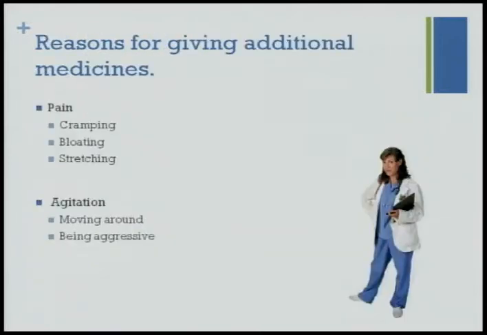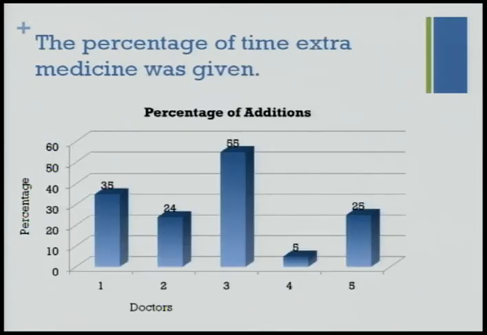Additional medication can be given for many reasons. A few may be that the patient is experiencing pain. This pain may be due to cramping, bloating, or stretching. Or it could be given because the patient is agitated. This would be the patient pulling at the scope or being aggressive.